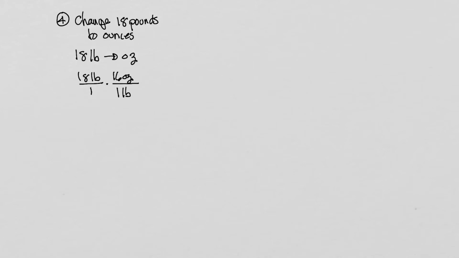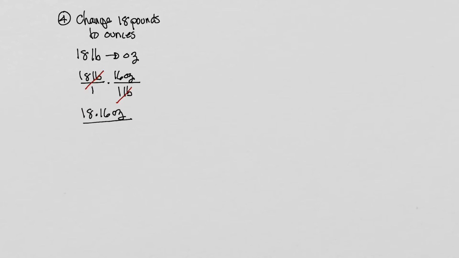And doing so, the pounds will cancel. So let's cancel those pounds. And then what we're left with is 18 times 16 ounces all over, and in the denominator, 1 times 1. So we're left with 1 times 1. And now multiplying the 18 and 16 together, I got 288 ounces. Right, so 18 pounds is 288 ounces.